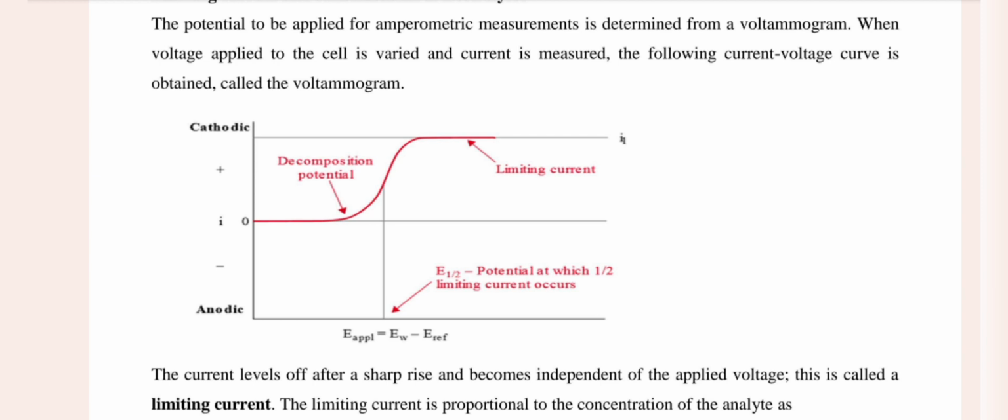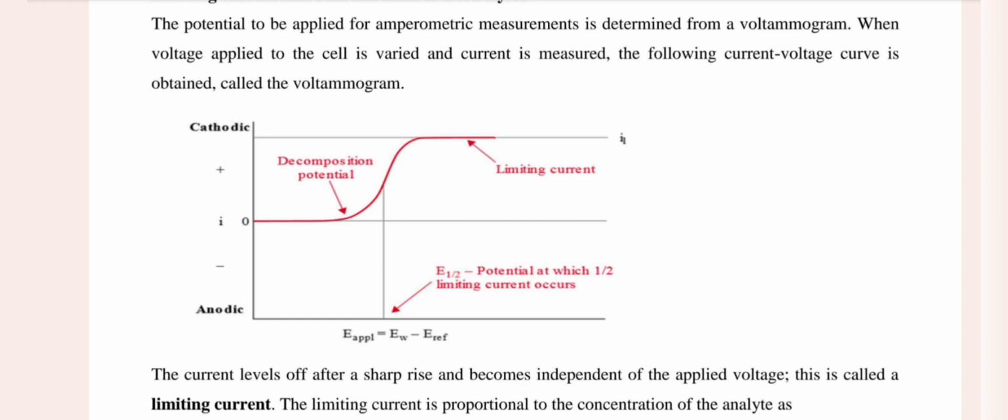When the potential increases, the current levels off. At higher potential, the current becomes constant. That constant current is called the limiting current. At zero potential, the current flow is zero, and after reaching the decomposition potential, the current increases. When we apply a potential greater than the decomposition potential, the current flow starts. If it is a cathodic potential, the current is in the positive direction. If we apply an anodic potential, then the current is negative; it comes to the negative side.